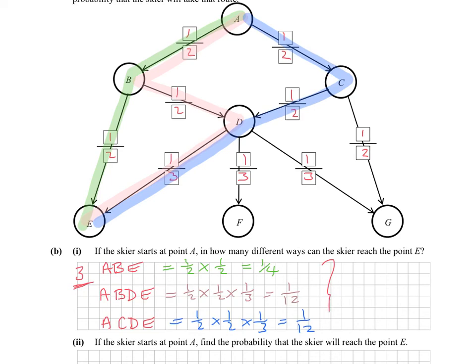So all we now need to do is work out the total of that. A quarter plus a 12th plus a 12th. Well, a quarter is 3/12 using equivalent fractions. We've already got two other 12ths. So our final answer is 5 out of 12. So 5/12 of a chance of getting to E. And obviously the other 7/12 are shared in some way between F and G, but we're not asked about that.